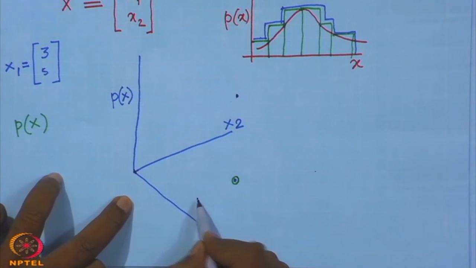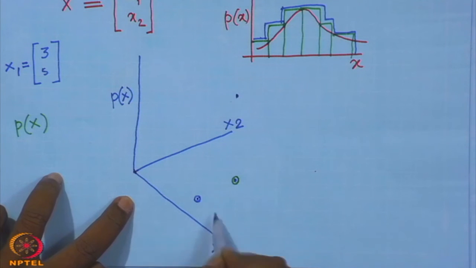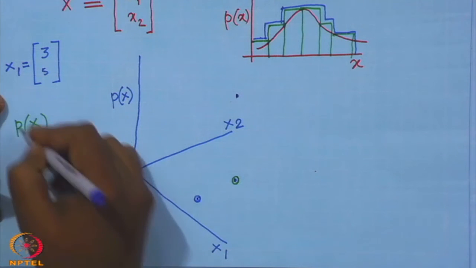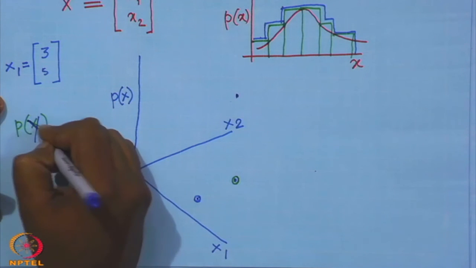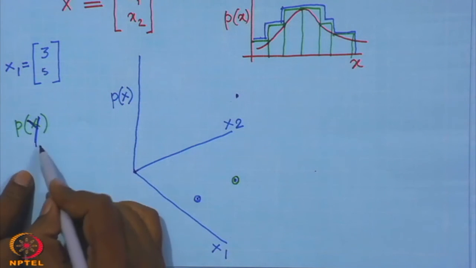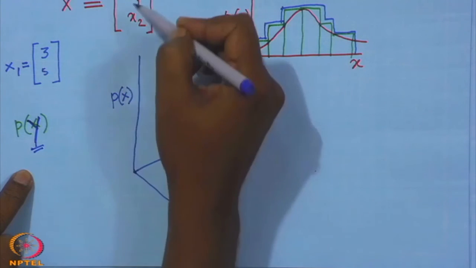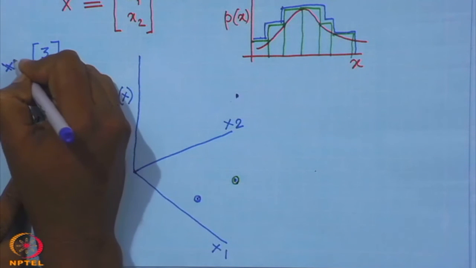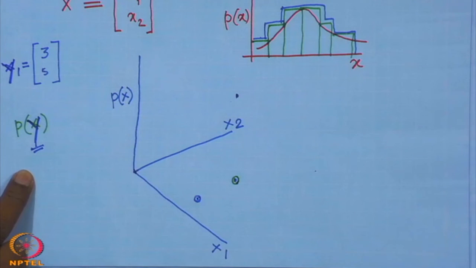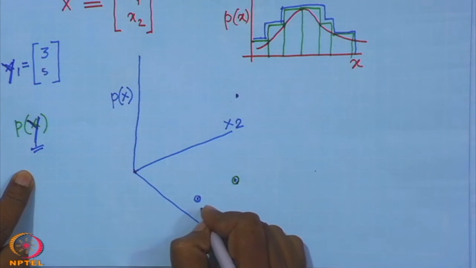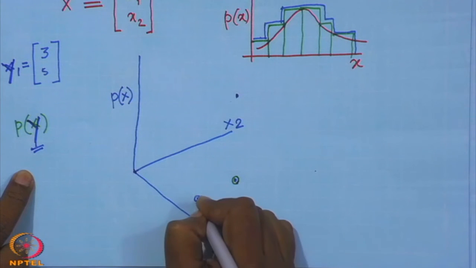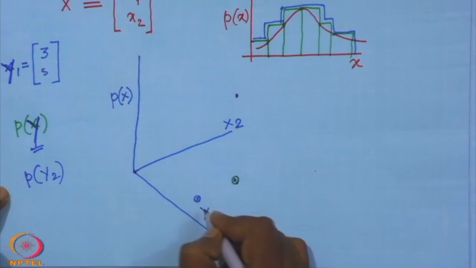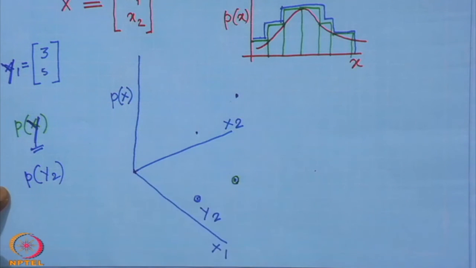Similarly, if I take a vector over here, instead of calling them x, let me call them y to avoid ambiguity. So, my vector is y whose components are x 1 x 2. So, this is a vector y 1. Similarly, if I have a vector y 2 over here, p of y 2 will be another point in this 3-dimensional space.